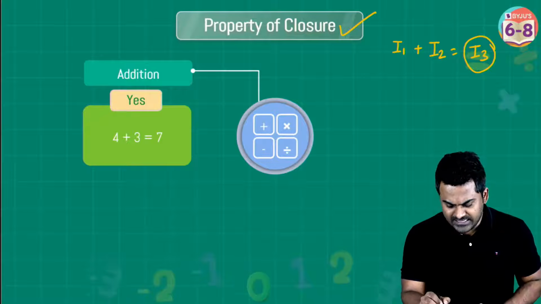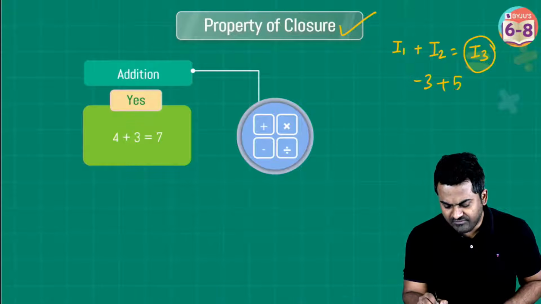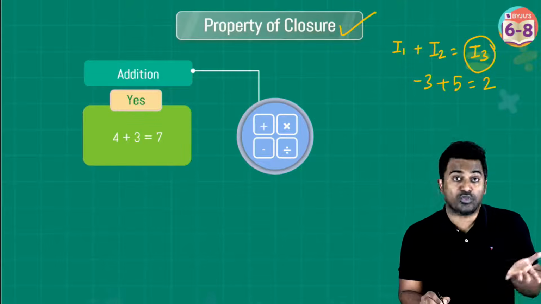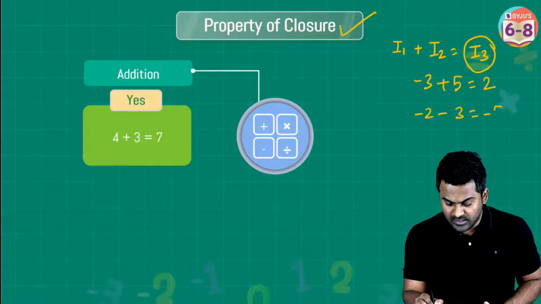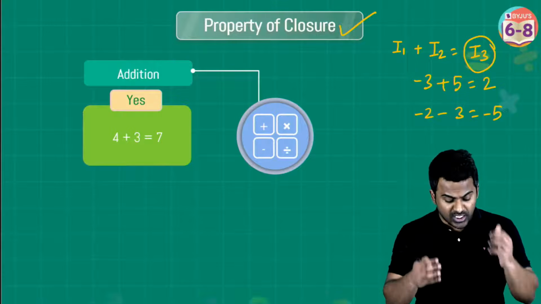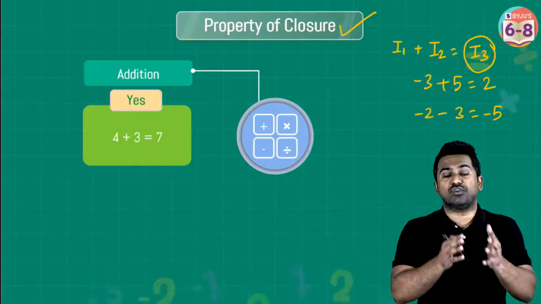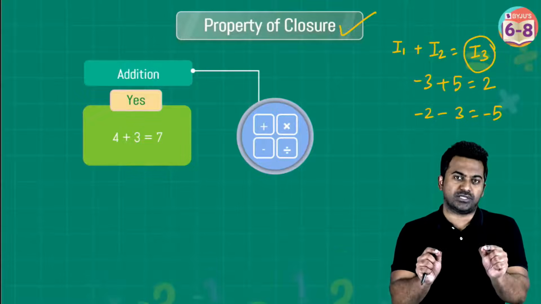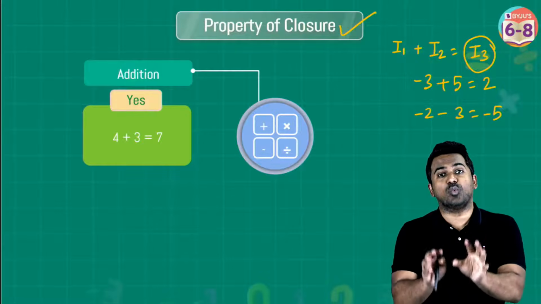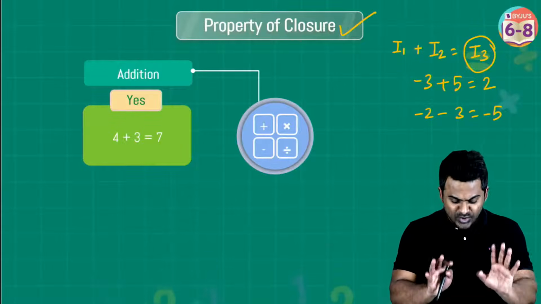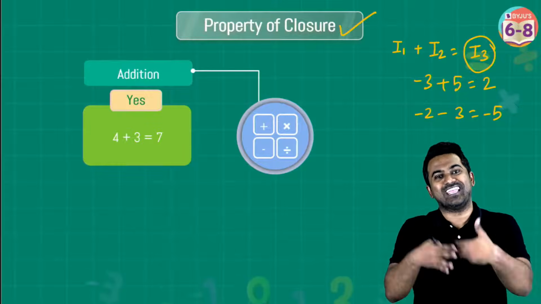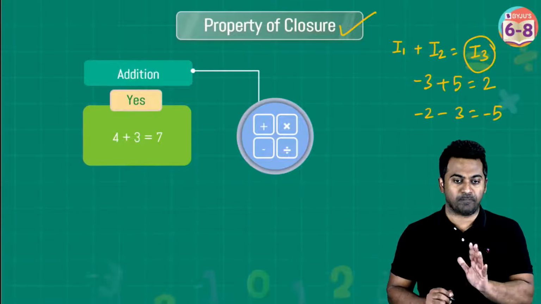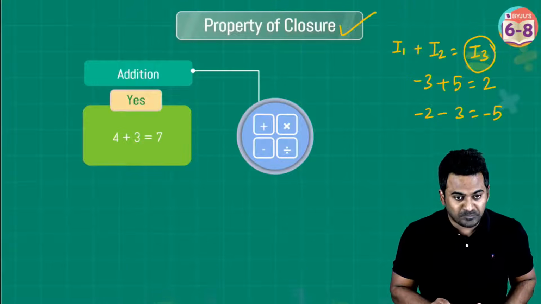Take any example, like let's say you're taking -3 plus 5. The result is going to be 2, which is an integer. Let's say you take both negative, -2 minus 3. The result is going to be -5, which is again an integer. So that's the reason why we say addition follows the property of closure, because when you pick any two integers and add them, the result is always going to be an integer. Integer plus integer is equal to another integer. Fairly simple. Come on, let's move on now.